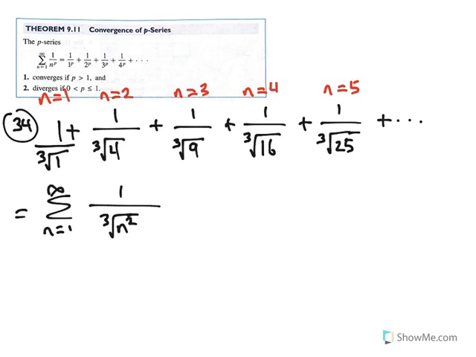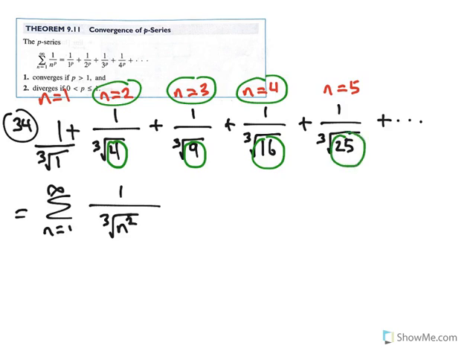Because what you can see here is that we have 4, which is 2 squared. We have 9, which is 3 squared. We have 16, which is 4 squared. And we have 25, which is 5 squared. So we're going to write here 1 as 1 squared, because 1 squared is still 1, but this will, of course, maintain our pattern for us. So we have the cube root of n squared as our denominator.